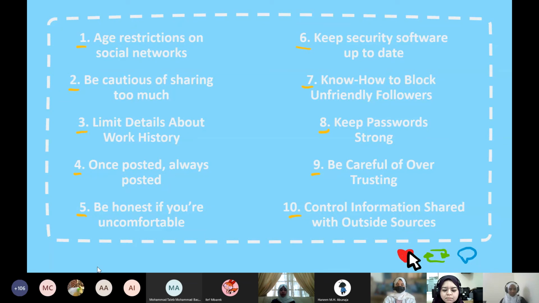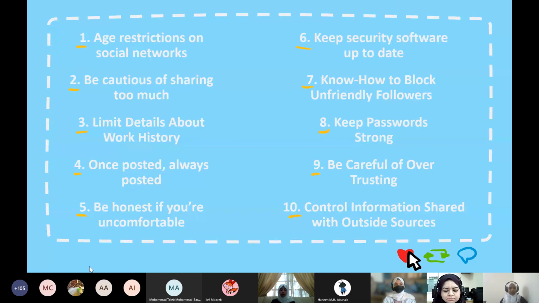Number eight, keep passwords strong. Security is as important for one's social network account as it is for their computer or any other account. Creating a strong password will prevent hackers from gaining access to one's account. When creating a password, it is important to choose one that consists of no less than 8 characters. The characters should consist of letters, numbers, and symbols, and should be changed approximately every 3 months. Using a password generator tool may help.